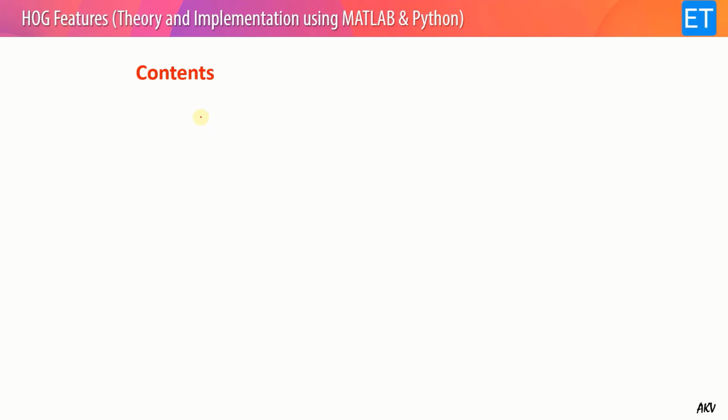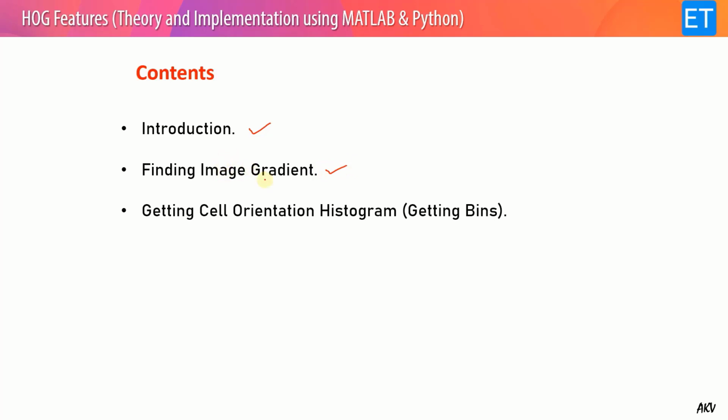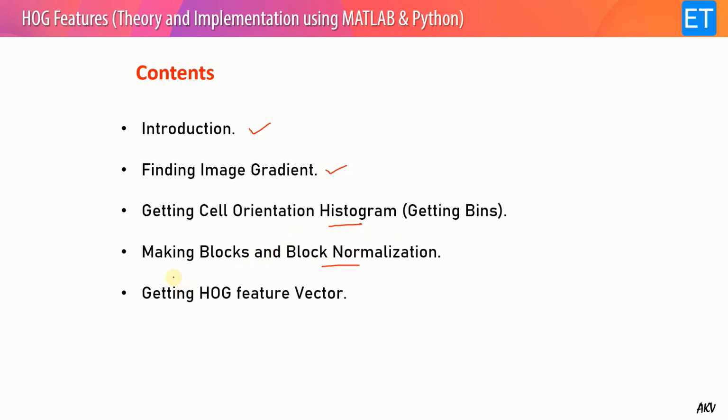Okay, let me discuss the contents of this video tutorial first. First, I will introduce the topic. Then I will discuss how you can find the gradient of an image. And then we will see how we can construct the histogram, I mean getting the bin values from this gradient image. And then I will explain how we can make the blocks from these cells. And then we will see the block normalization process. And in the last we will see how we can construct the HOG feature vector from these blocks.